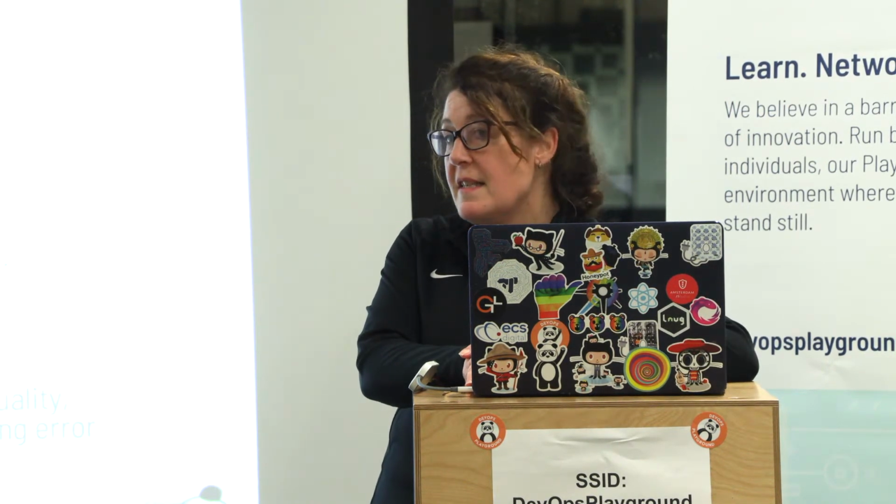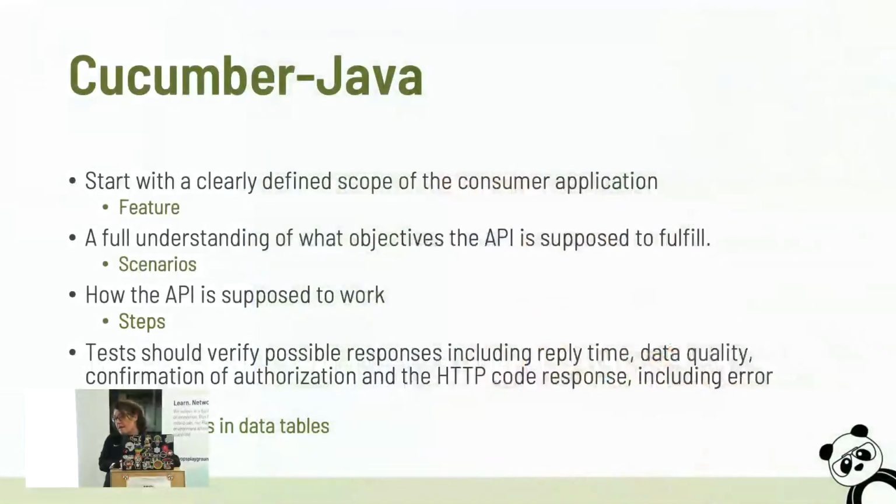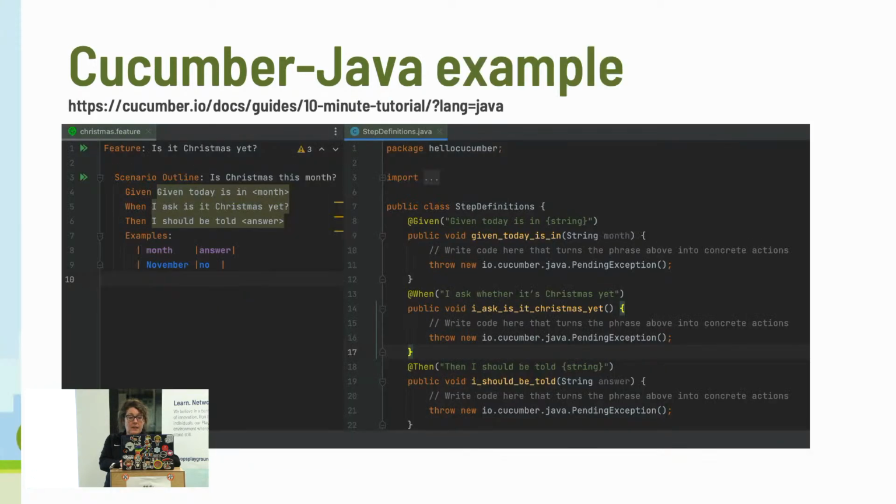The good thing, as I said earlier, you can put in parameters in data tables really easily with Cucumber. And so you can swap around various aspects. A quick example would be this. And here's a link to a 10-minute tutorial if you want to go further with your own learning after.